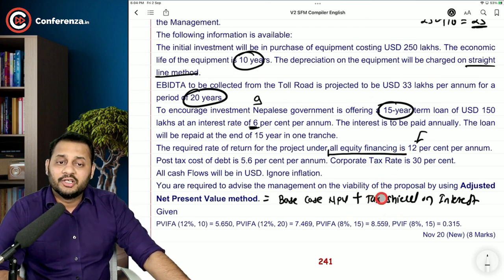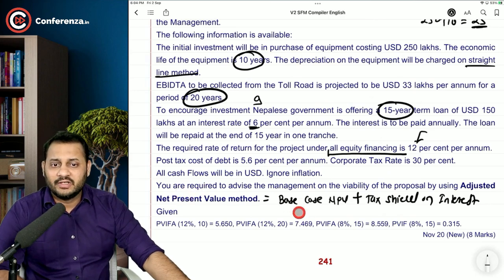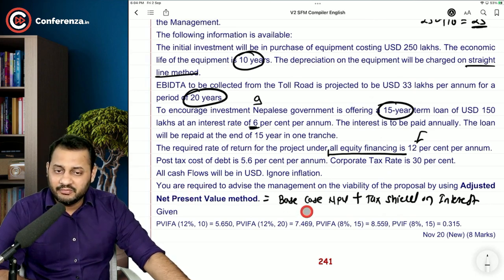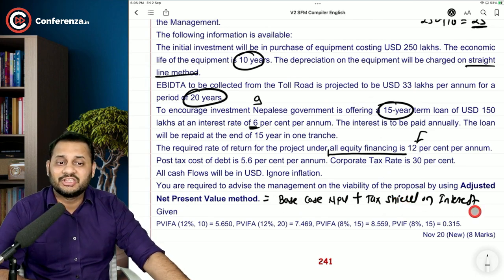Then you are going to assume, what if I add 150 lakhs as a loan and pay interest and save some tax on that. In that case, the benefit of the taxes will be added to the base case NPV, and then that will become adjusted NPV. So it's very simple. All equity finance NPV plus the benefit of what if you will take the loan, the benefit of tax shield on interest. That's it. Very simple.